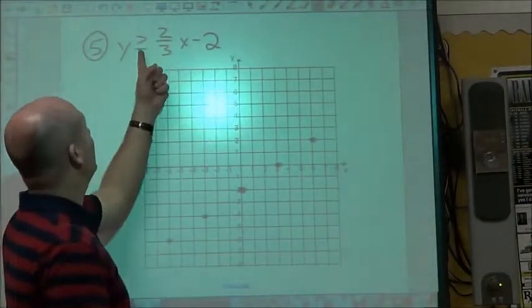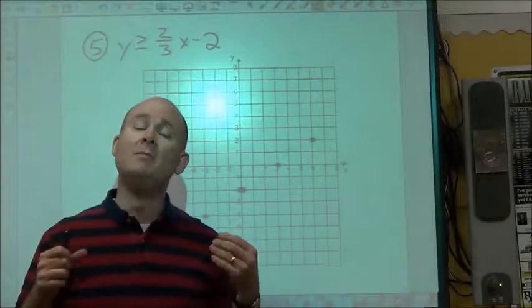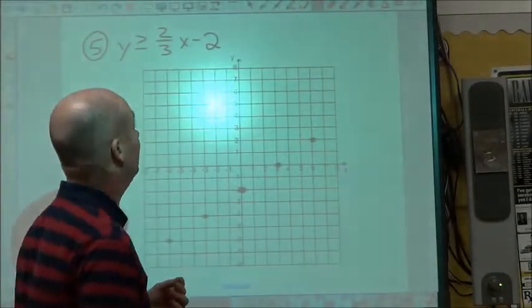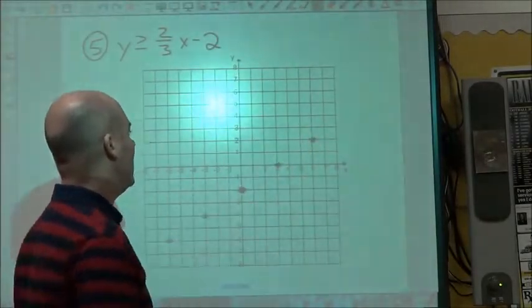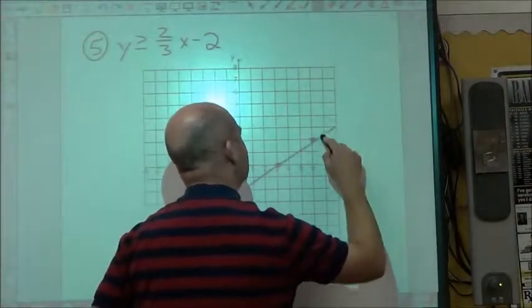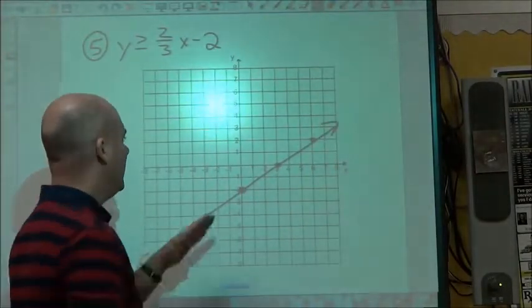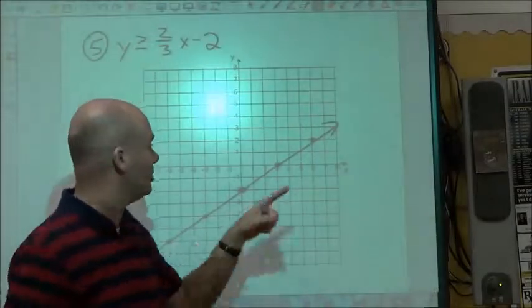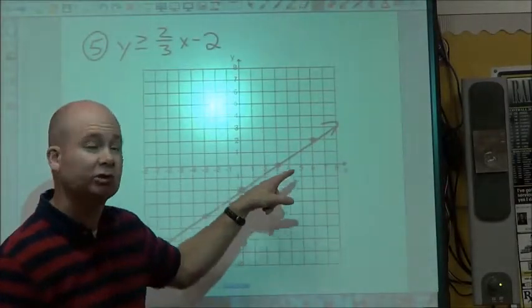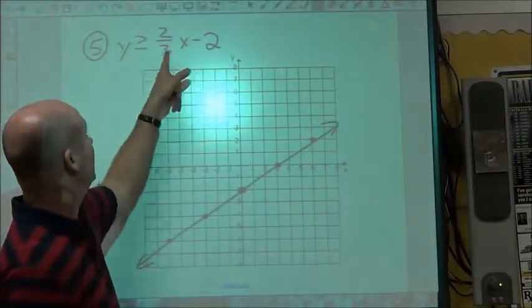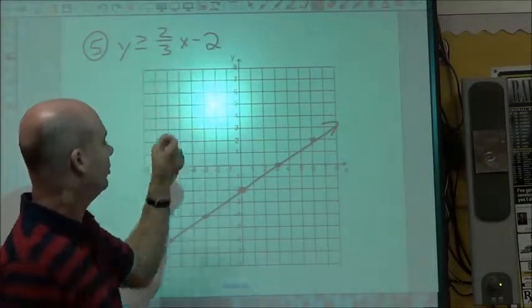Now, it does say greater than or equal to. That means the line is included this time. So I'm including the line, so I basically make it a solid line because all these points on the line are solutions. They'll work. They'll end up making it equal. They'll make the two sides equal there.